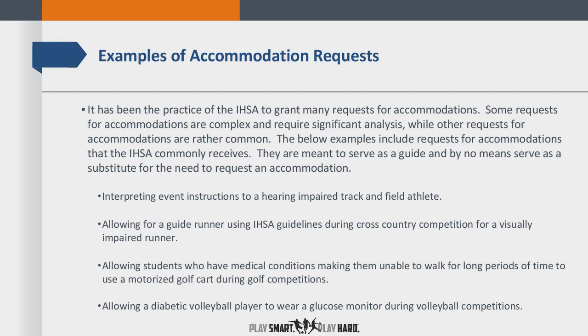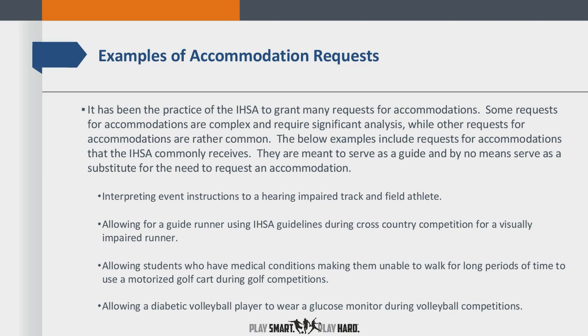All right, so this slide basically depicts some examples of accommodations requests that we see. Some requests are very complex, as noted here, and require quite a bit of analysis. And then we get some that are very common. The examples listed on this slide would be ones that we commonly see. And this just gives you an idea of the types of things that we see in our office that if they come up for you, then you'll know what to do. You'll know where to go to get the form and submit that accommodation request to us.